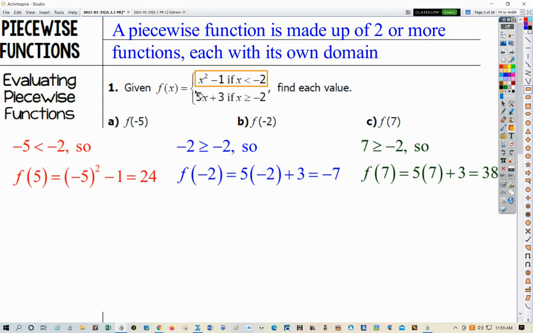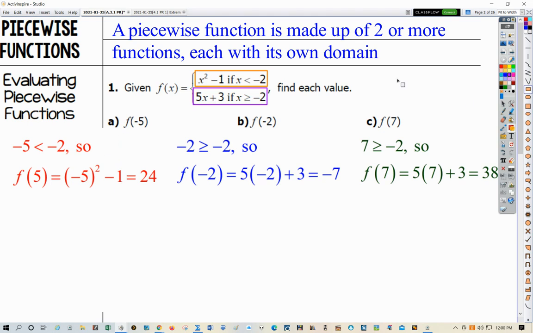So the purple piece down here, right, that's a different piece. f of x is equal to a different function, 5x plus 3, whenever x is greater than or equal to -2. So for these purple input values, we're using the purple equation, right? So then let's look at this first example.